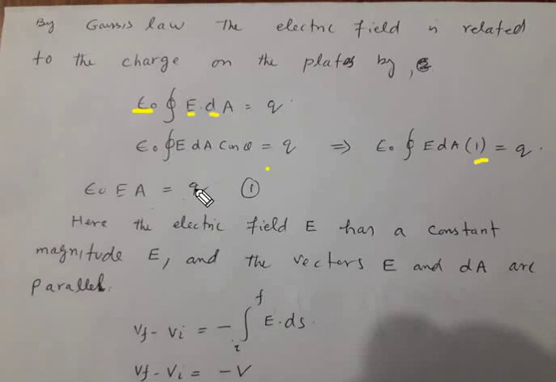So the closed integral of E dA times epsilon naught is equal to Q. Epsilon naught times E times the total area of the plate A is equal to Q.